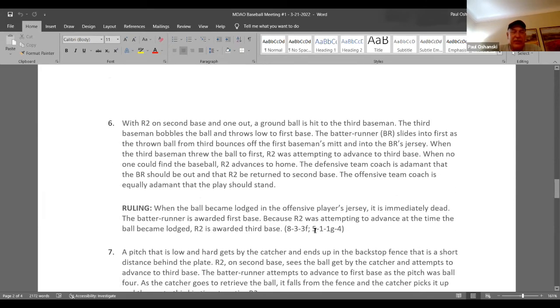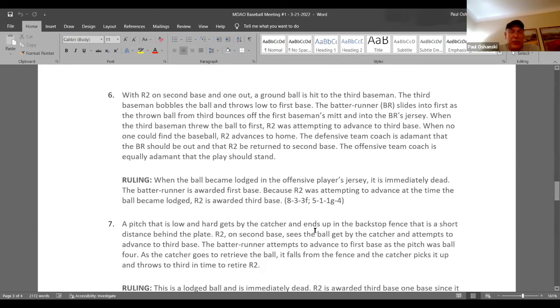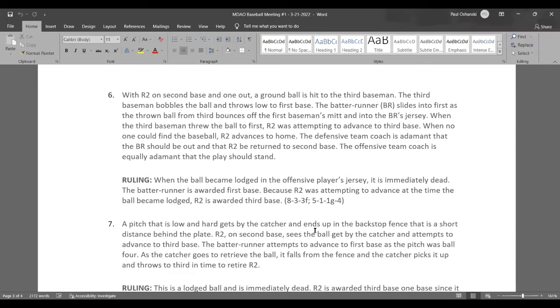It's not real exciting. So number 6, with R2 on second base and 1 out, a ground ball is hit to the third baseman. The third baseman bobbles the ball and throws low to first base. Batter runner slides into first as the thrown ball from third bounces off the first baseman's mitt and into the batter runner's jersey.